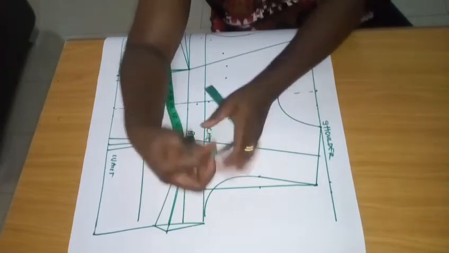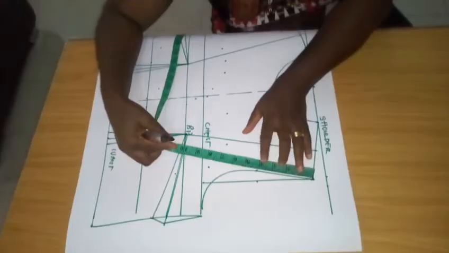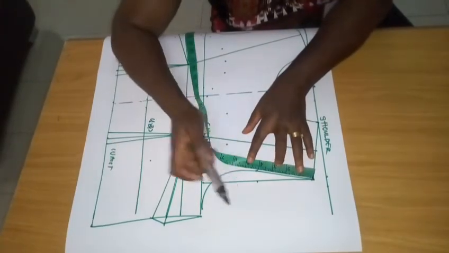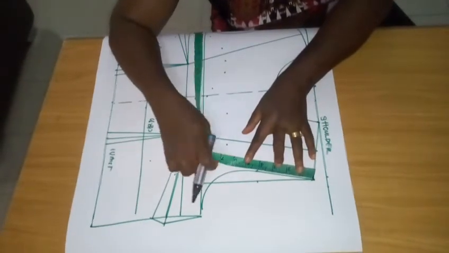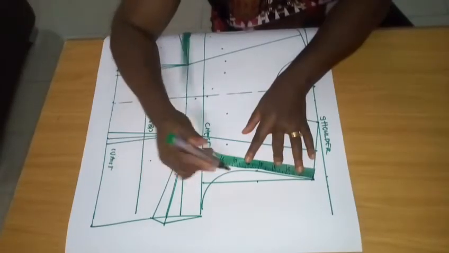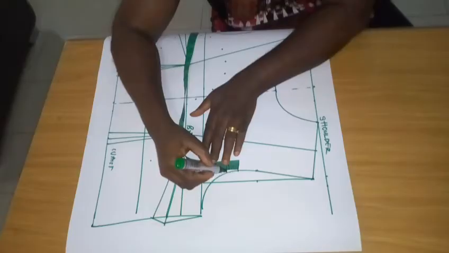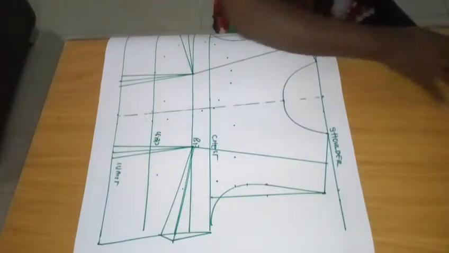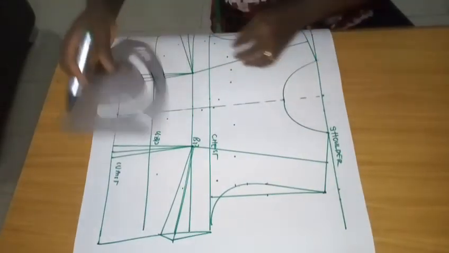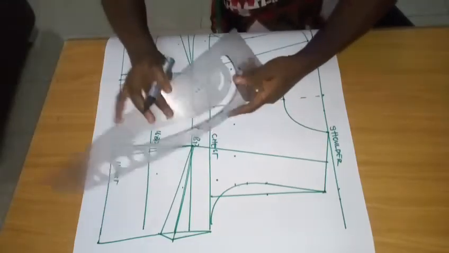Can you see I have 11 inches? From here I'll come down. I'll take the midpoint of 11. Midpoint of 11 is 5.5. Here I'll come down by 1 inch, and then I'm going to connect my princess dart line.